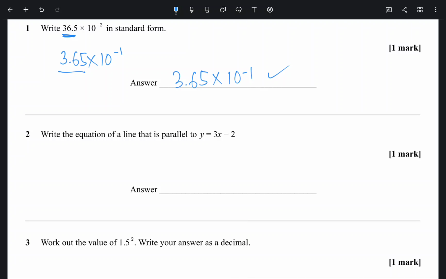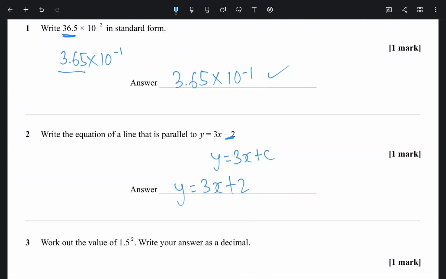Number 2, write the equation of a line that is parallel to y equals 3x minus 2. So that's quite straightforward. If we take, for example, y equals 3x plus c, we can have any value for c. So if it's minus 2 here in the equation, we can do, for example, let's say y equals 3x plus 2. So instead of minus 2, plus 2. And that line would be parallel to y equals 3x minus 2. So that is what you would do for question number 2.